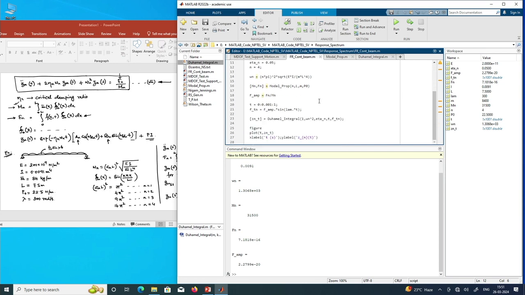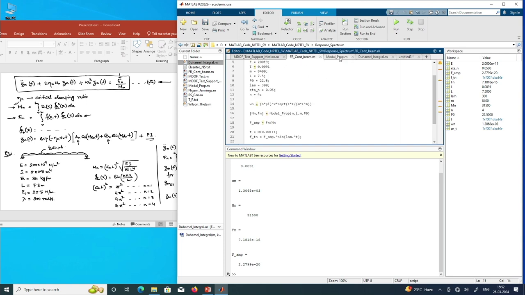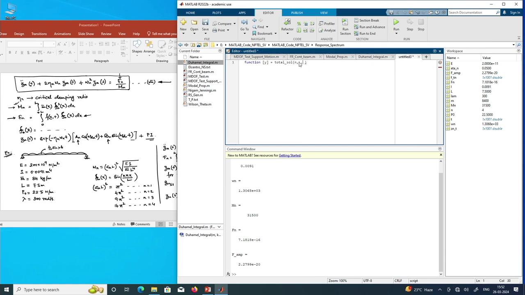So, that also we can do. For that, we have to define four cases. We can define another function. So, here you will get y of t, and this is equal to the total solution. What we give is the number of modes, and then we have to give all these properties: L, E, I, M, P naught, and then lambda.